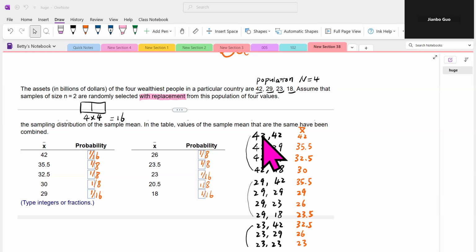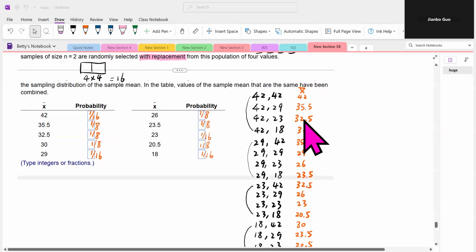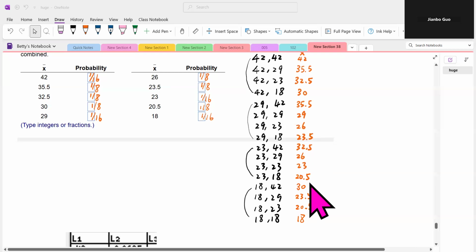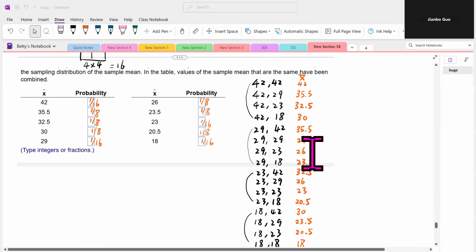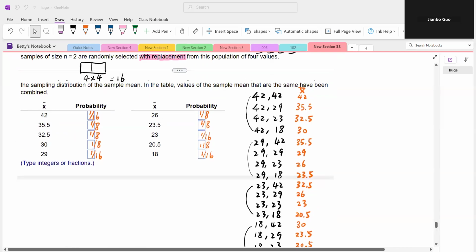The first sample, 42, 42, the mean is 42. The second sample, we have 42 and 29. The mean of the sample is 35.5. To get a sample mean is very easy. You just need to add the two values together and then divide by 2. Similarly, add 42 and 23 together, divide by 2, we have the mean 32.5. I have those means calculated already and listed right here in red, all right?